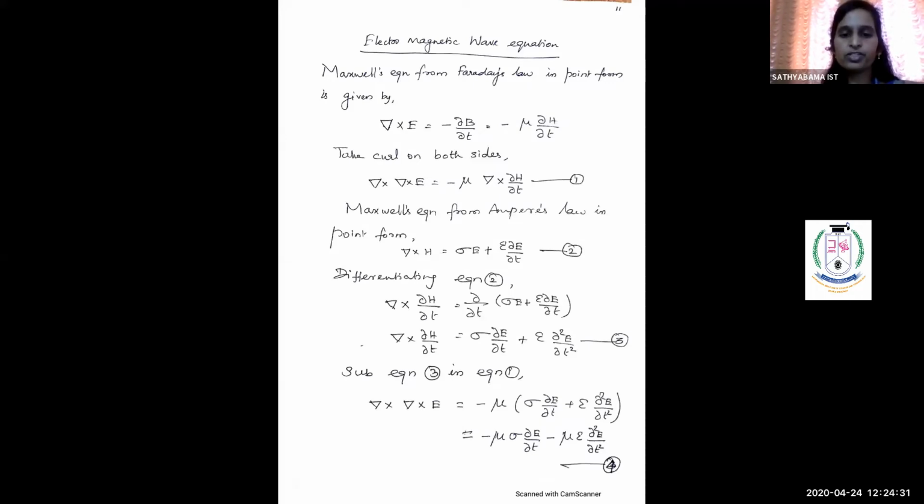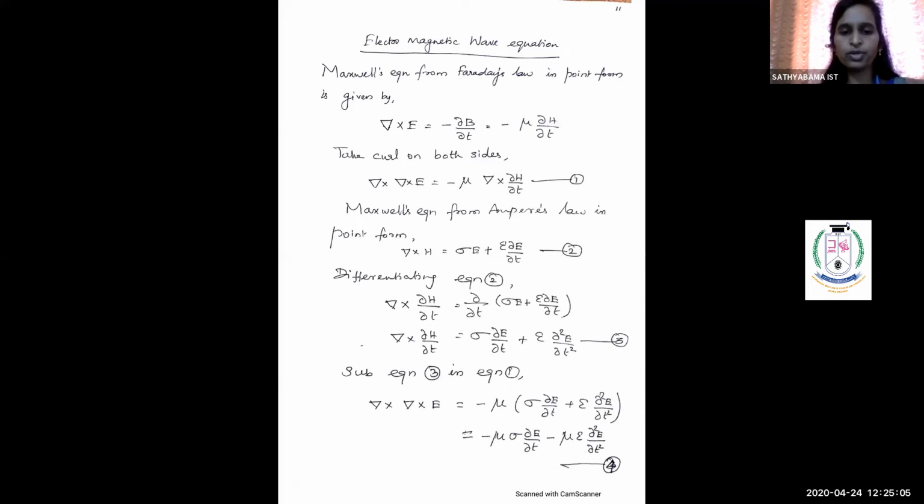Now we are going to differentiate this equation 2. When you differentiate it, it becomes del cross dou H by dou T is equal to dou by dou T of sigma E plus epsilon dou E by dou T. So we have to bring this dou by dou T to the right hand side and multiply inside. That becomes sigma into dou E by dou T plus epsilon into dou square E by dou T square, which is our third equation.